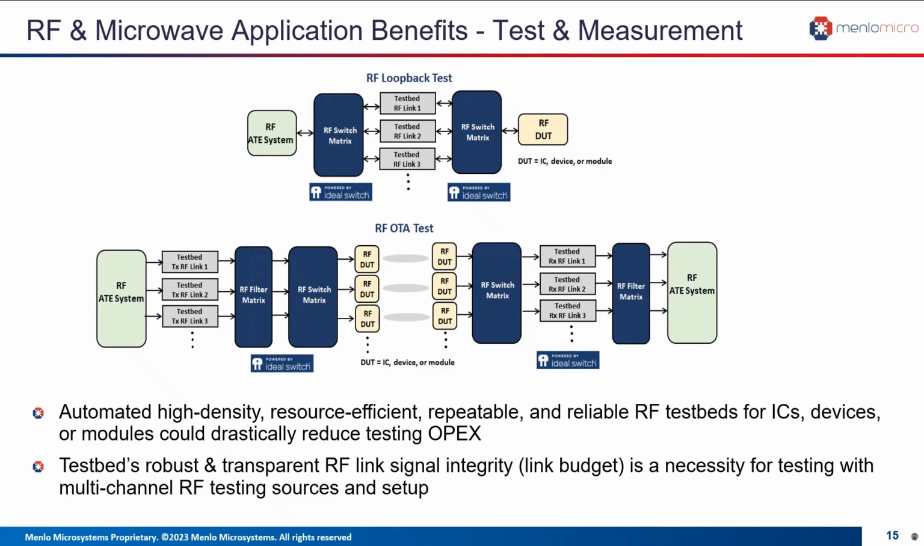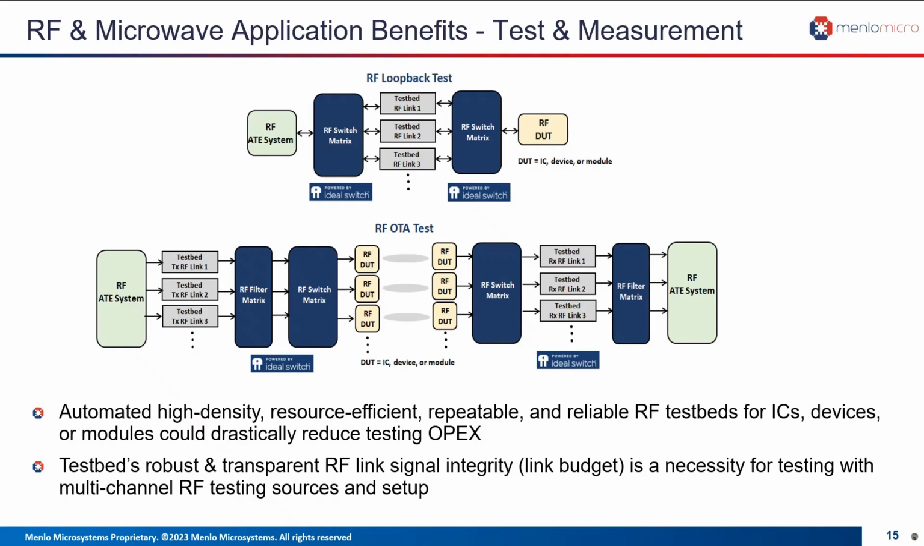So what are the benefits of an ideal switch? On the RF and microwave application benefits, we all know by now that selecting an RF switch with the best RF performance is essential to maintain a robust and transparent RF link signal integrity and link budget. As an example, applications such as RF test and measurement definitely demand such requirements in order to implement automated, high density, repeatable and reliable multi-channel RF test beds for testing all kinds of RF components, such as the RF IC itself, passive or active devices, or further, it could even be used to test some RF modules.